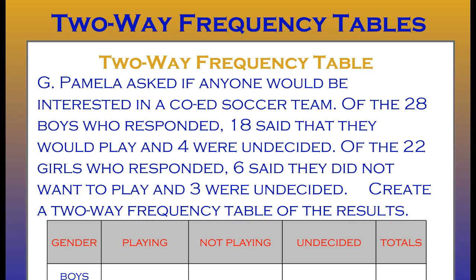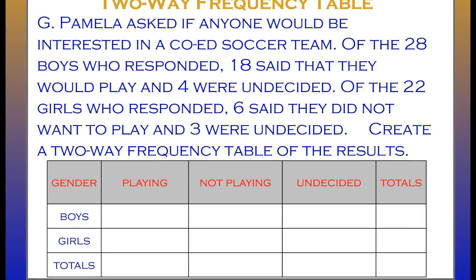In G, it says Pamela asked if anyone would be interested in a co-ed soccer team. Of the 28 boys who responded, 18 said that they would play, and 4 were undecided. So a couple of things here. Total number of boys was 28. 18 said that they would play. 4 were undecided. So if I add 18 and 4 together, I get 22. Although I had 28 respond, so that means that 6 are not playing.